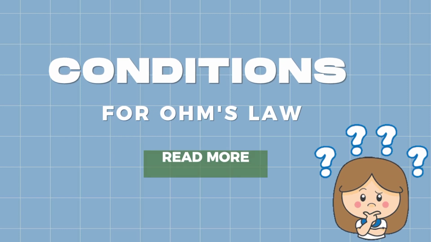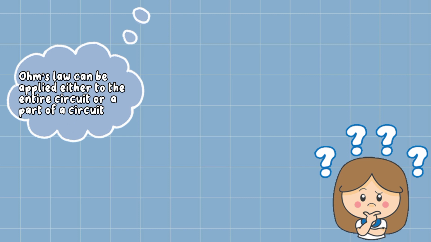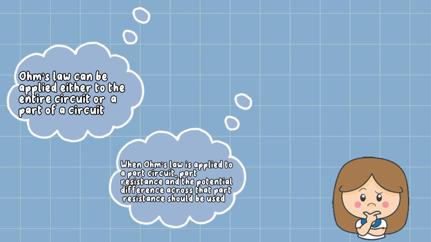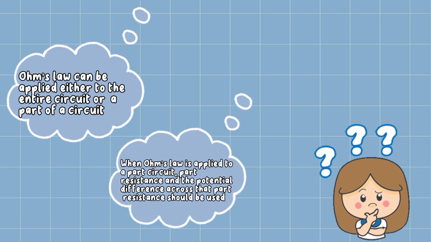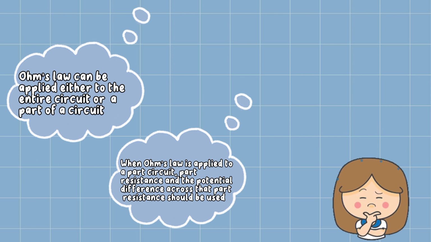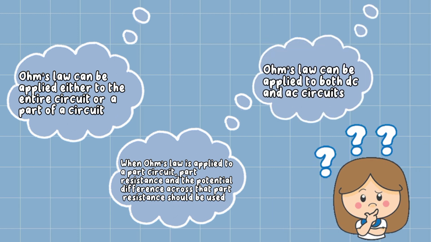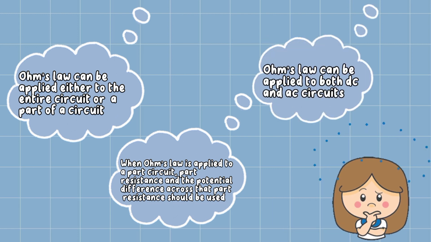There are conditions for Ohm's law. First, Ohm's law can be applied either to the entire circuit or a part of a circuit. Second, when Ohm's law is applied to a part of a circuit, the part resistance and the potential difference across that part resistance should be used. And third, Ohm's law can be applied to both DC and AC circuits.